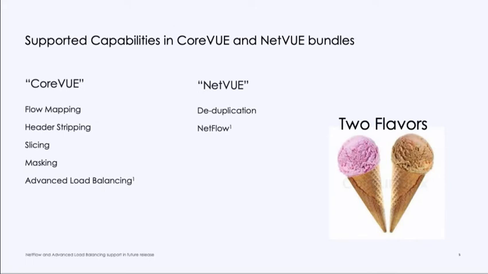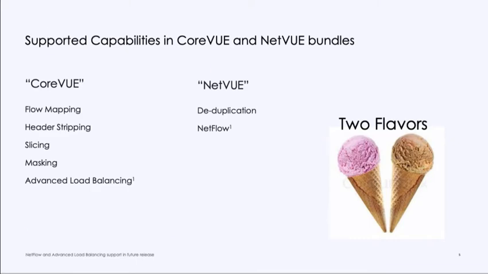Understanding the licensing is really important so that you understand the context of what you can do. Today, there are two flavors. We have CoreVUE and NetVUE. In CoreVUE, that includes flow mapping, header stripping, slicing, masking, and advanced load balancing. For the upgraded license of NetVUE, that includes data deduplication and NetFlow. And you're going to see a whole lot more applications. These features and functions you're seeing are what we call applications coming out in 2021 and going forward.